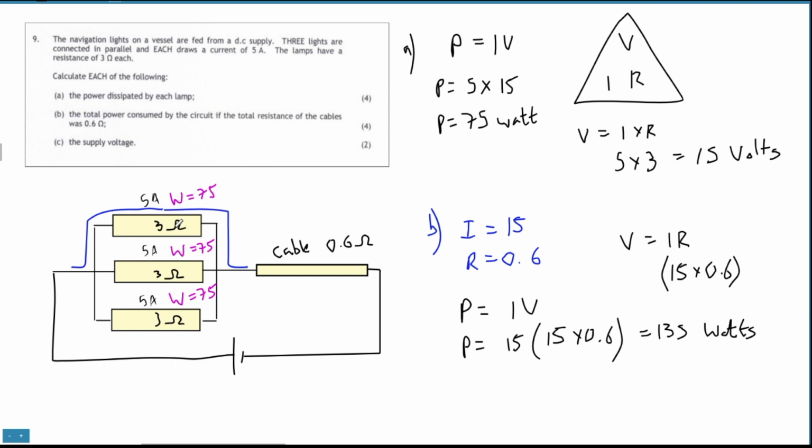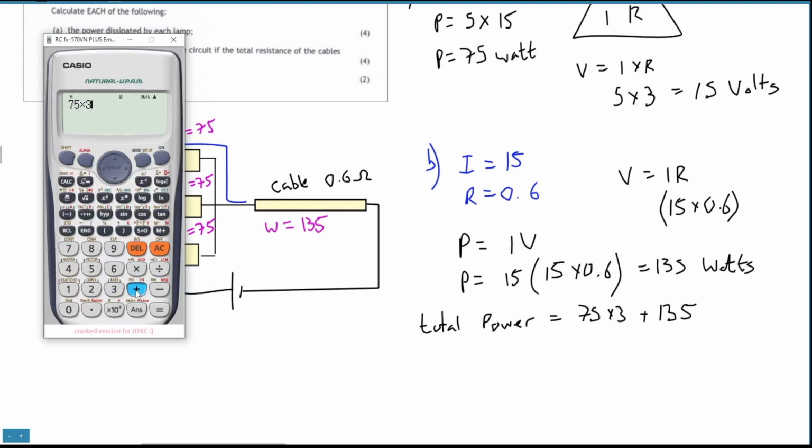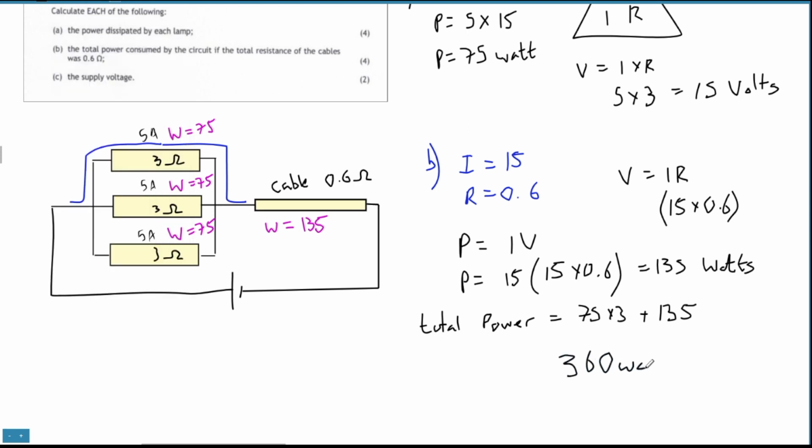Oh, each one. Wait a second. This is the power consumption over my cable. So my power consumption in my cable is going to be 135 watts. And then we have to add up all of them in order to get the total power consumed by the whole circuit, right? So we can say total power is going to be 75 times 3 plus the 135. Make it so you can still see it. 75 times 3 plus the 135. 360 watts, my whole circuit. And 135 of that is in the cables.